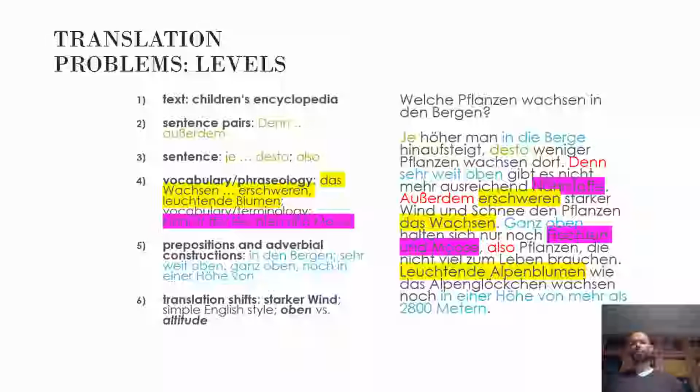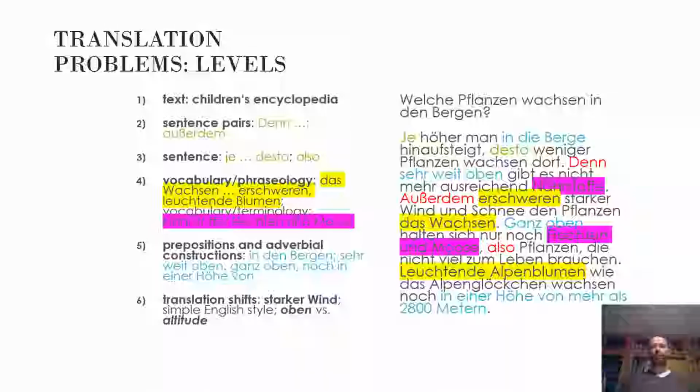Also, we'll need to keep in mind that English sometimes uses a simpler style than German. So we'll have to perhaps find a slightly simpler solution, if you like, for something like erschweren, das Wachsen. And then there's the question of are we allowed to use formal words like altitude, educated words, or should we use simple words as in German, oben, and if so, how can we translate oben in this particular text?